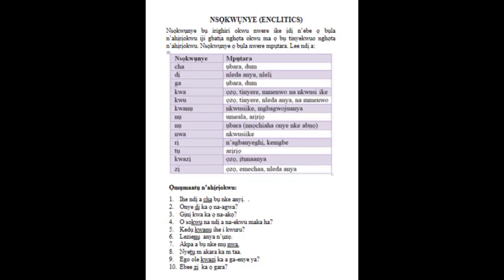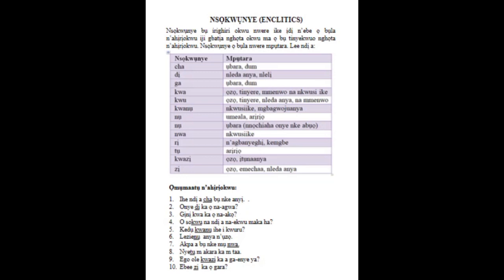Nsọkwụnye ọbụla nwere mpụtara. What we just read means that nsọkwụnye are morphemes that could be added to a word or sentence to extend the meaning of that word or sentence, to add meaning to a sentence. We have examples here. Look at the table. The first one, cha.